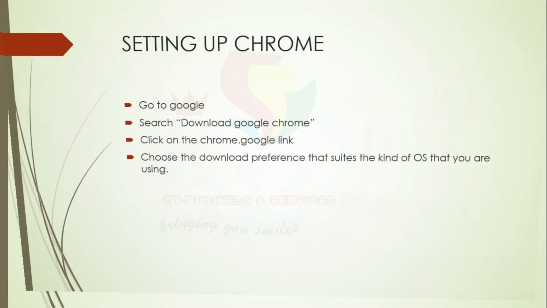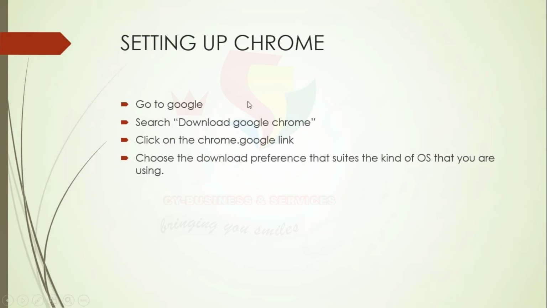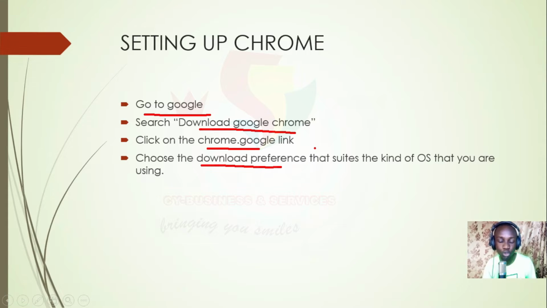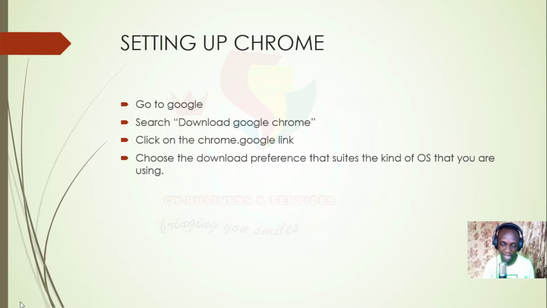For those of you who are looking to download Chrome, you just go to Google and say you want to download Google Chrome, and then you check for the link which says chrome.google, and then just choose your download preference. If you are using a Windows machine, you have to choose the Windows setup, and if you are using Mac, you have to choose the Mac setup. That is also with the Chrome. For those of you who already have it, like myself, there's no need downloading it again.